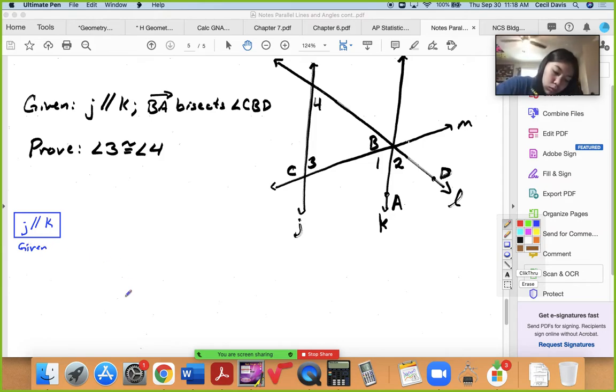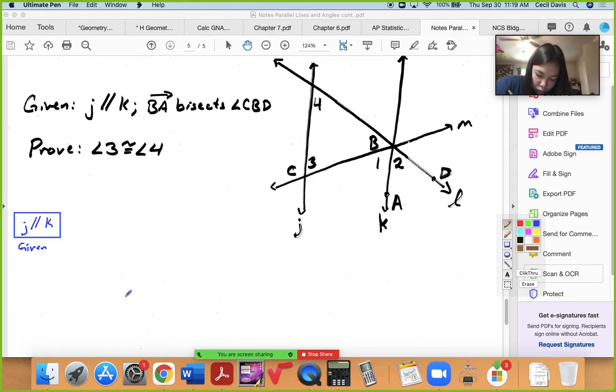One of the things you want to do in any proof is keep your eye on the prize. Meaning, what is it that we're eventually trying to prove? We want to eventually prove that angle 3 is congruent to angle 4. So whenever possible, we'd like to say something about one of those two angles. It won't always be possible immediately, but we'd like to say something about one of them, or maybe even both of them.